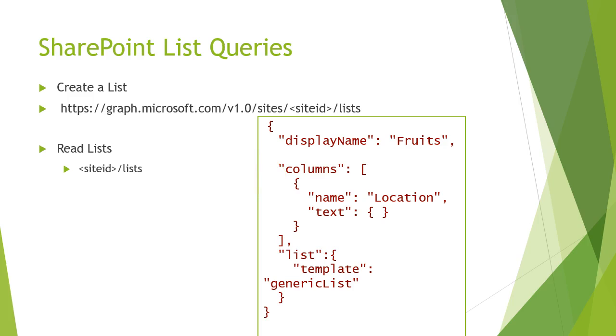One of the most important queries is to create a list item or create the list database in SharePoint. So how do you do that? You use the post query and you pass the display name with the list name and you give the columns with any extra column name with the type of the column, and you give the template, and most of the times it's a custom list or a generic list.